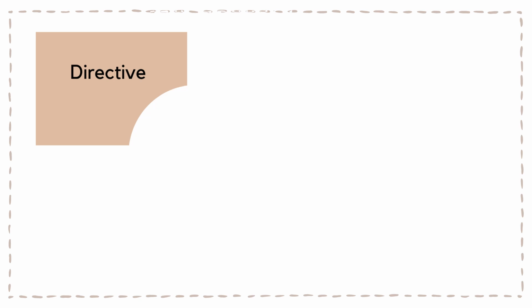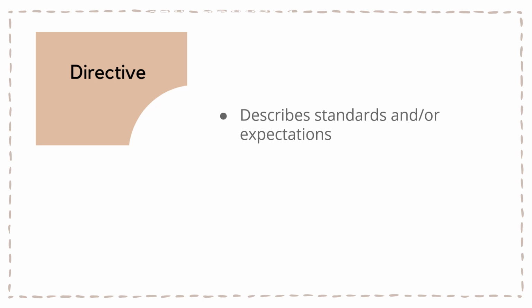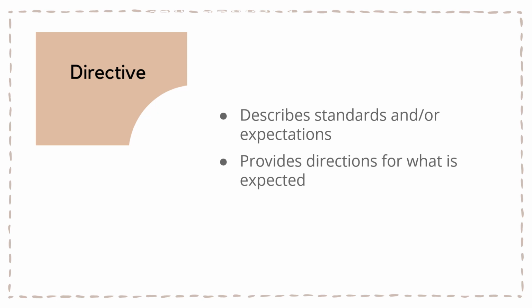In a directive conversation, you are doing just that, providing directions or direct instruction. You might describe standards and/or expectations or provide directions for what's expected. The goal of a directive conversation is to get everyone on the same page about what is expected.